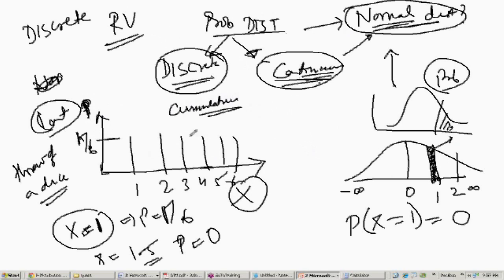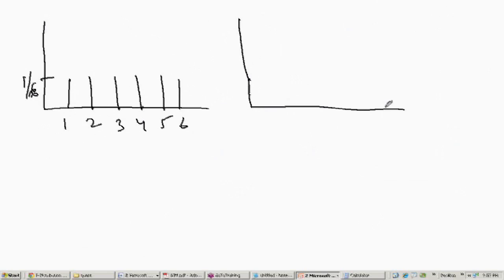Same way, we know the cumulative probability distribution, right? If you want to plot it for this one, how will it look? You have x as 1, 2, 3, 4, 5, 6, each with probability 1 by 6. If you want to find the cumulative distribution, for x equal to 1 it is 1 by 6, and for x equal to 2 it is 2 by 6.